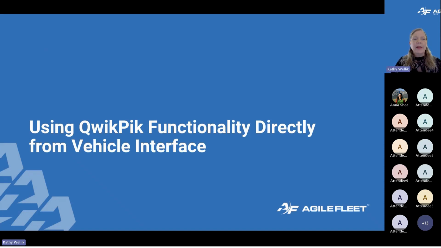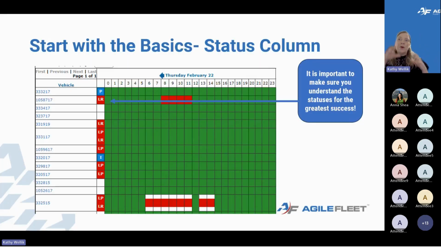All right, so now let's use our QwikPik functionality directly from this vehicle interface. So we've hovered over, we can see kind of what's already out there, right? But what can we do in this part too, besides just reviewing information that we have? So this is where I want to go a little further in depth to what all these different things mean. So you see a P in blue, you see an LR, you see an LP, and so forth. What does that mean to you in your fleet?